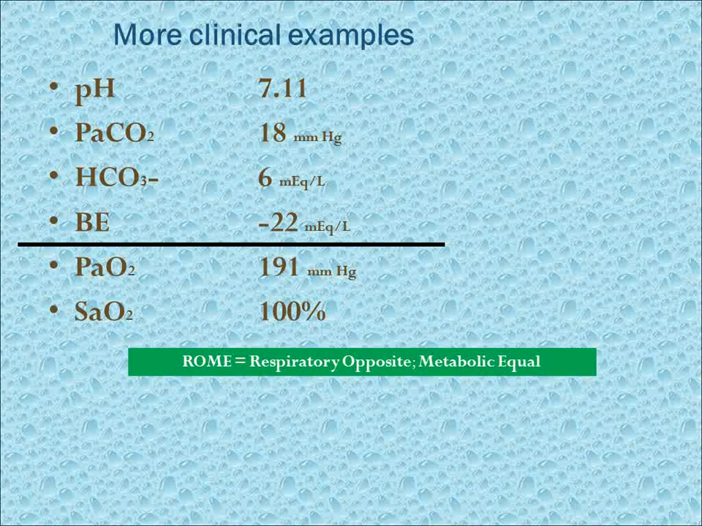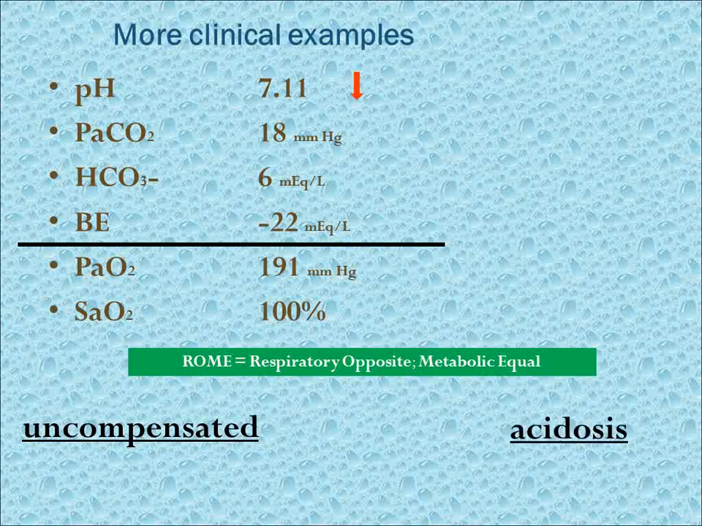pH is 7.11. Well, that's pretty easy. That is decreased. It's less than 7.35. We know that this patient has an uncompensated acidosis because of an abnormal pH. Now we've got to figure out who's the daddy, who's at fault.